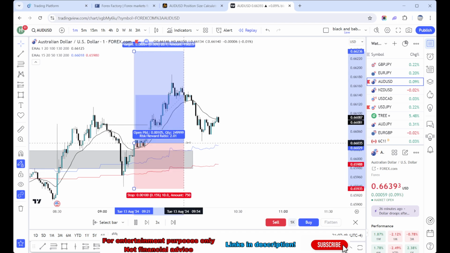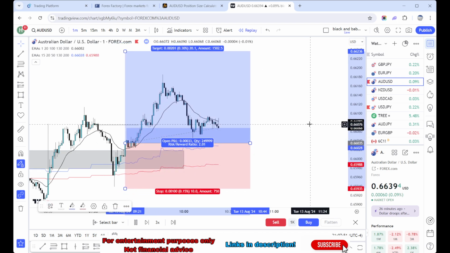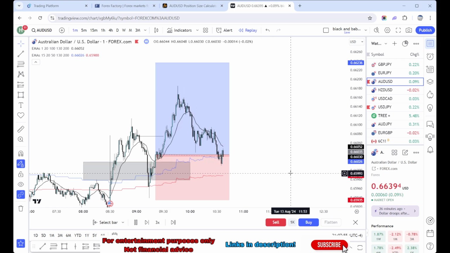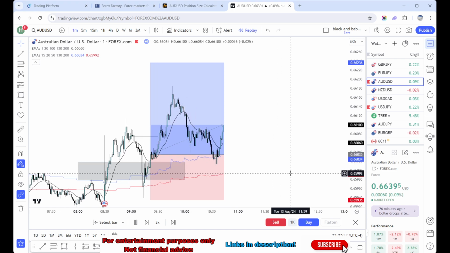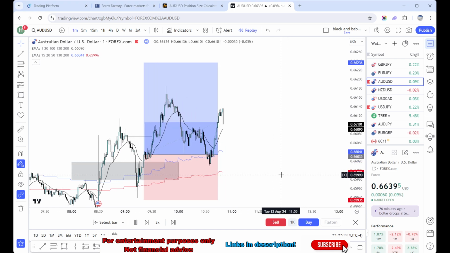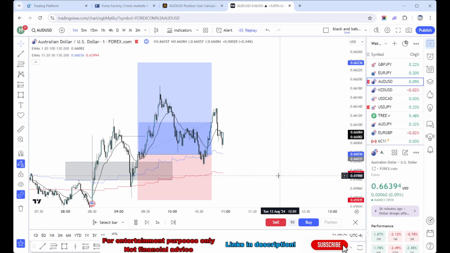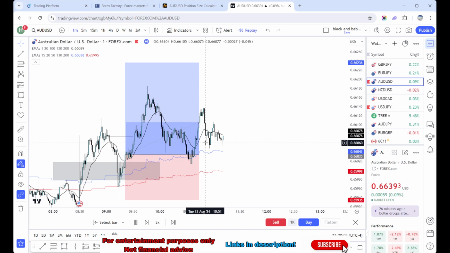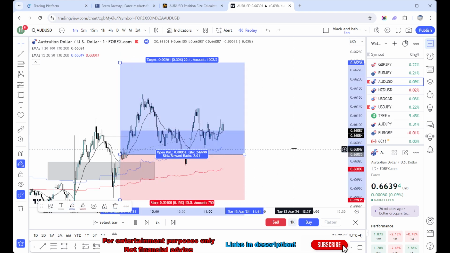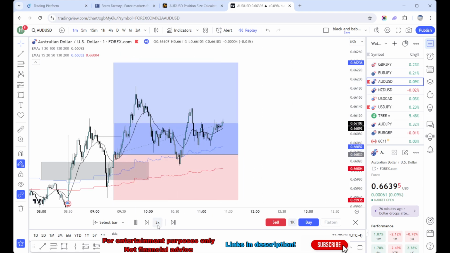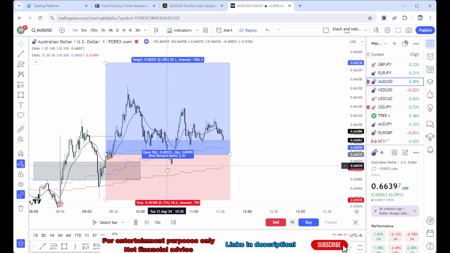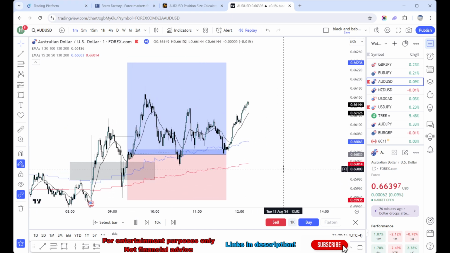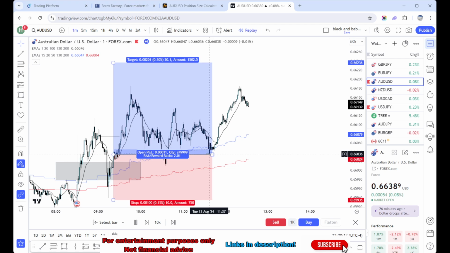Came back to our entry. Now you could set it and forget it. Become emotionless. You know what I mean? It came back to entry. Become emotionless, bro. It's either take profit or stop loss. Make your trading simple. Let the trade play out. Give it some time to play.